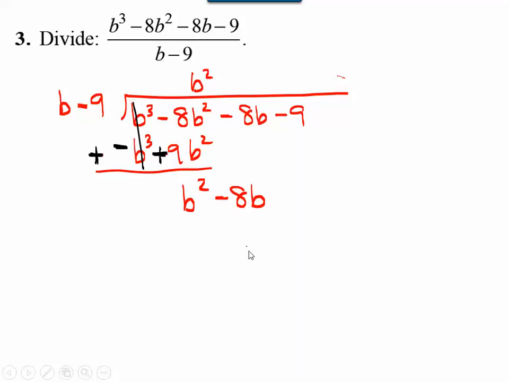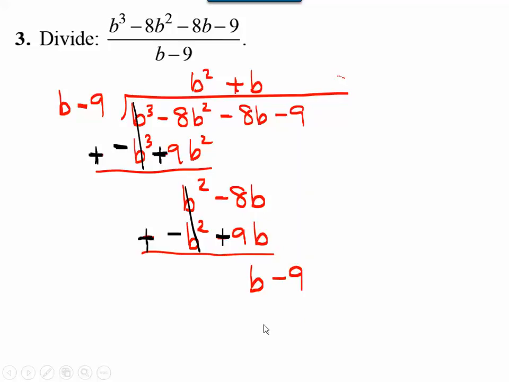Bringing down the next term. So b times what gives you b squared now? Just the good old b. Don't forget to put a plus sign in front of that b because you're still adding to the b squared. So b times b is b squared. b times a negative 9 is a negative 9b. Subtract, or rather add the opposite. Again, I get myself a 1b, or a b minus 9. So then b times what gives you b? That's a 1, right? Because it's the same exact number. Don't forget you're technically just adding a 1 because you're trying to get the next column in. So 1 times b is b.